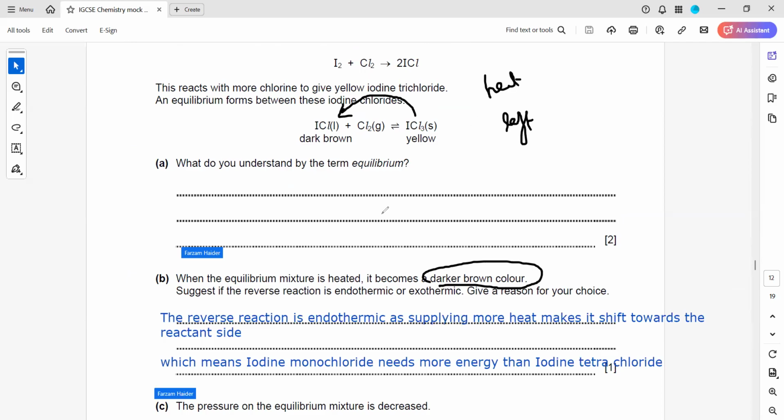So what is the forward reaction? If we heat, we get the backward reaction. If the forward reaction is exo, is the reverse reaction endo or exo? Reverse they are asking. Yeah. So reverse is endo, because in the reverse reaction, when we increase the temperature, we get more dark brown. And if they ask what about the forward reaction?